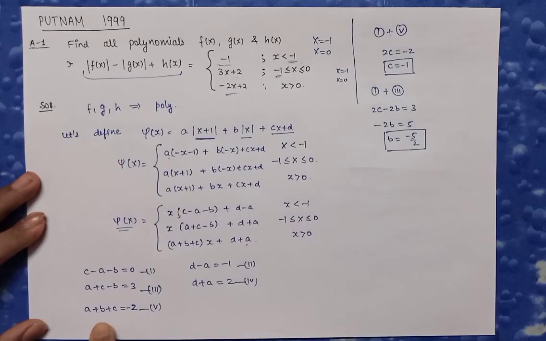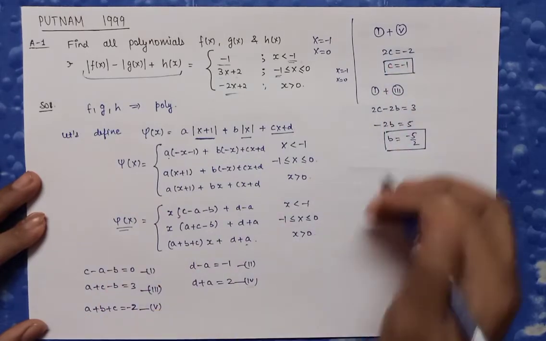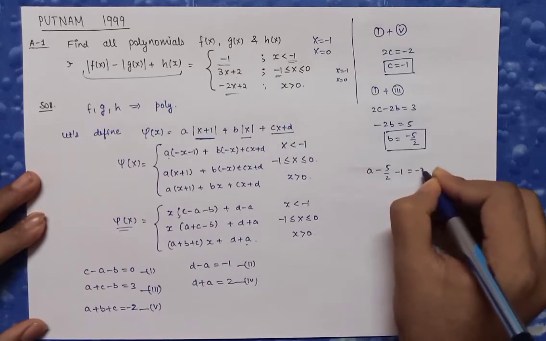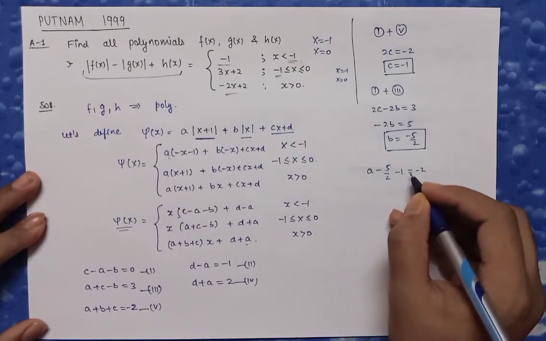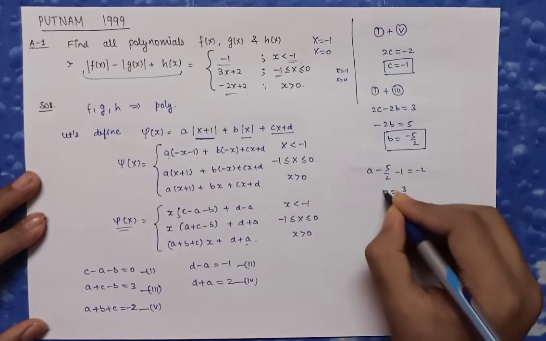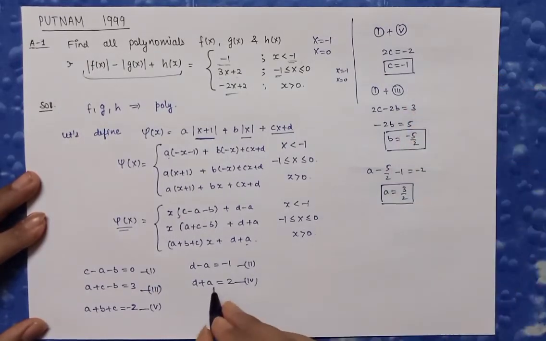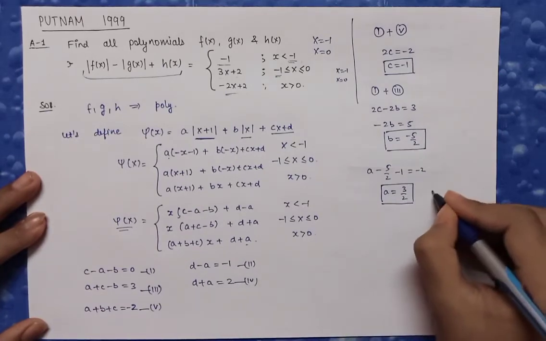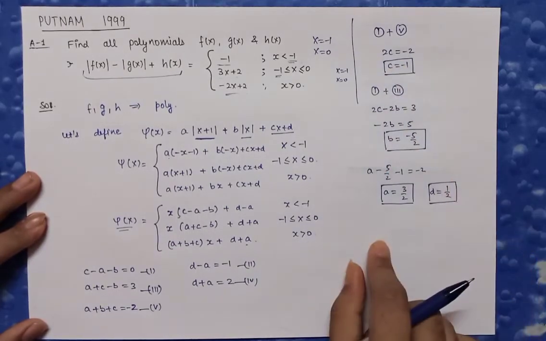Now we are going to put these two values in any one of the equations, let's say in equation 5. Then I am getting a minus 5 by 2 minus 1 equals minus 2. And when I solve this, I get a equals 3 by 2. It is all about manipulations. So a equals 3 by 2, b equals minus 5 by 2, and c equals minus 1. And we also know that d plus a equals 2, a equals 3 by 2. After putting in equation 4, we get d equals half. So we have got all the four values.